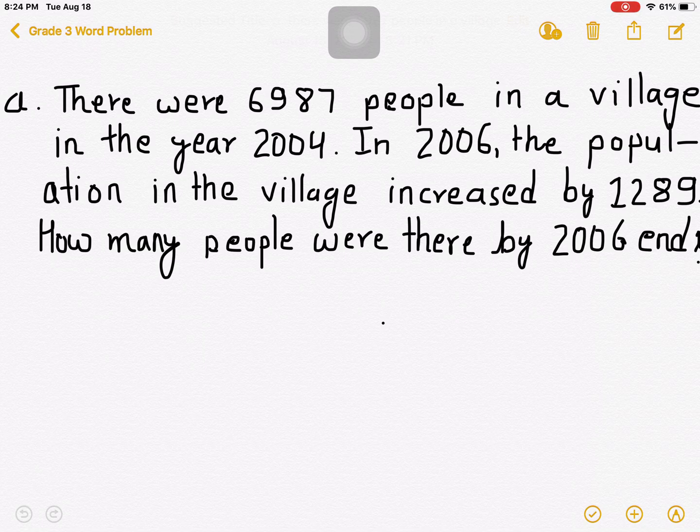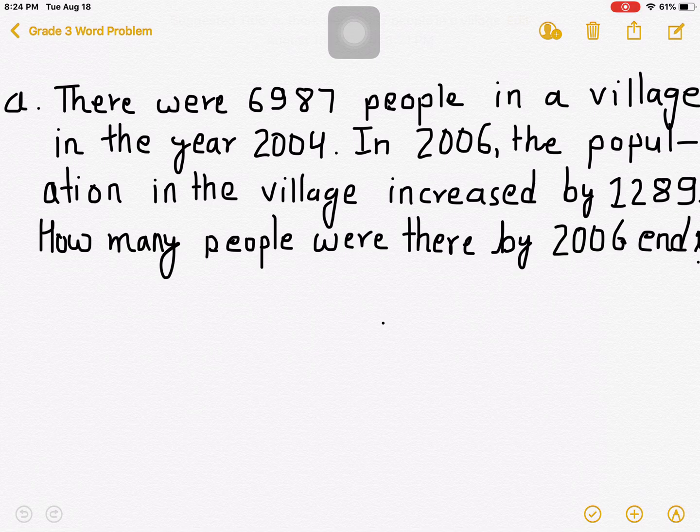There were 6,987 people in a village in the year 2004. In 2006, the population in the village increased by 1,289. How many people were there by 2006 end?